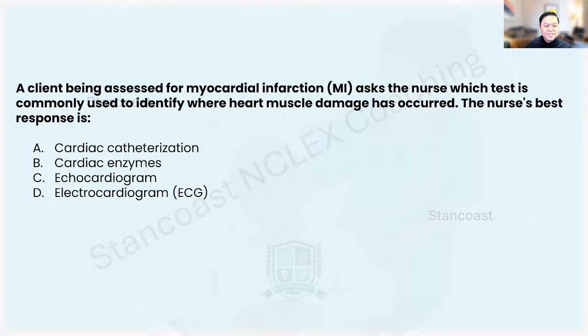So our case here is still MI, and the patient is asking the nurse about what test will be commonly ordered or used to identify where the heart muscle damage has occurred. Okay, so it's asking for the specificity of that diagnostic test.